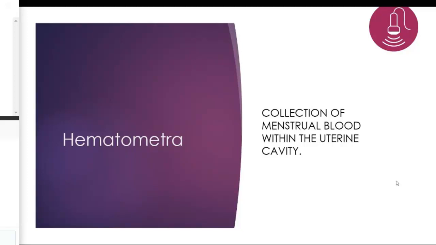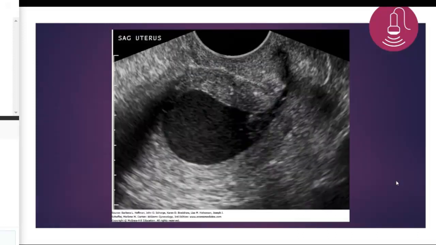So hematometra. So again, hemato means blood, and metra means uterus. So collection of the blood, collection of menstrual blood within the uterine cavity. So this is a sagittal transvaginal uterus. So we have the cervix coming down this way, and then out into the fundus of the uterus.